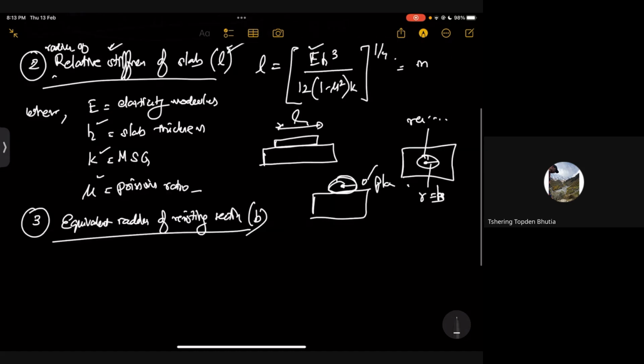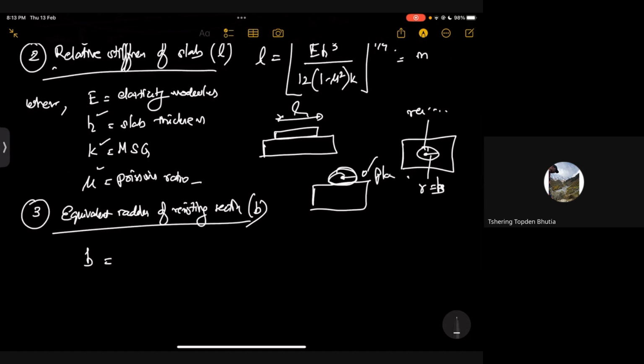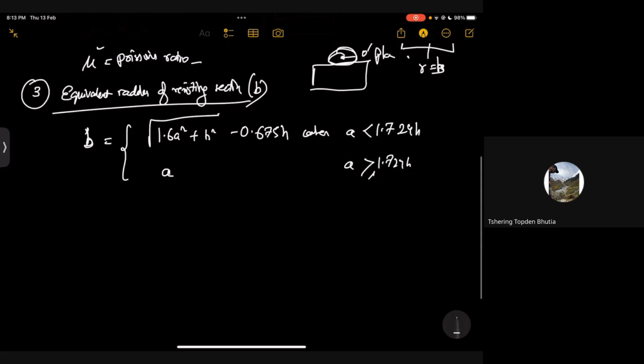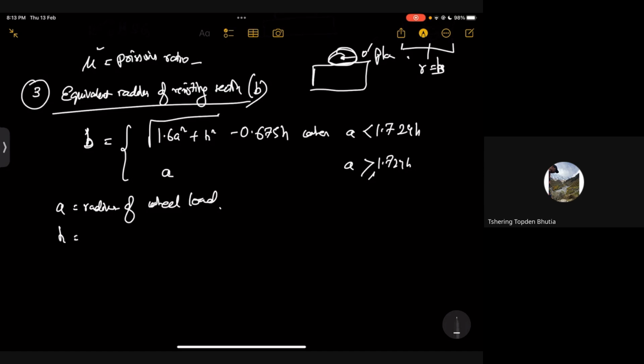So that is the radius of resisting section, and the formula of this is given by b equals the square root of 1.6 a square plus h square, minus 0.675 h, when a is less than 1.724 h. So if a is greater than or equal to 1.724 h, then the value of b will be equal to small a. So यसमा small a is the radius of wheel load, small h is generally the thickness of slab. So this is called the radius of resisting section.